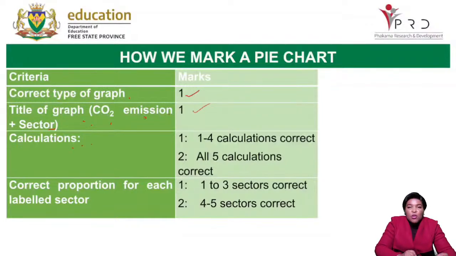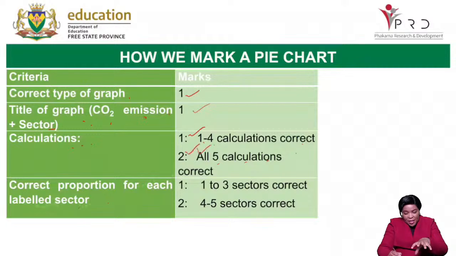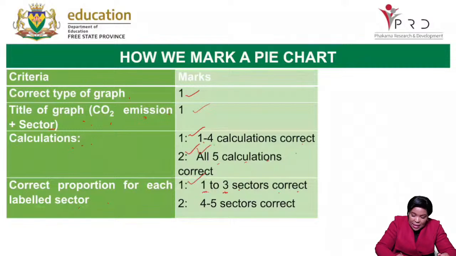For the calculations, if you've shown all your calculations, 1 to 4 calculations correct, you get 1 mark. All 5 calculations correct, you get 2 marks. Then the correct proportion of each labeled sector. So when you see the sectors that you've converted, it must be correct. So 1 to 3 sectors are correct. Do you see that even if you had drawn only that 90 degrees, you were still going to get 1 mark? Because it says 1 to 3 sectors correct. 1 to 3 sectors, you get 1 mark. 4 to 5 sectors, you get all 2 marks.